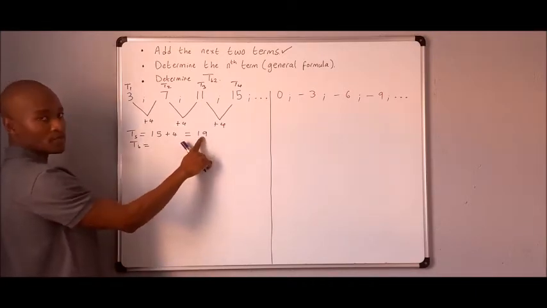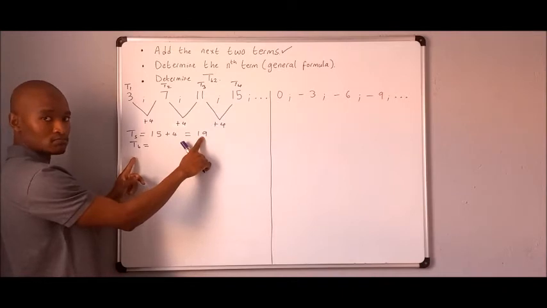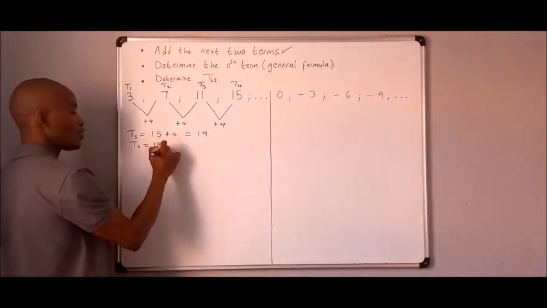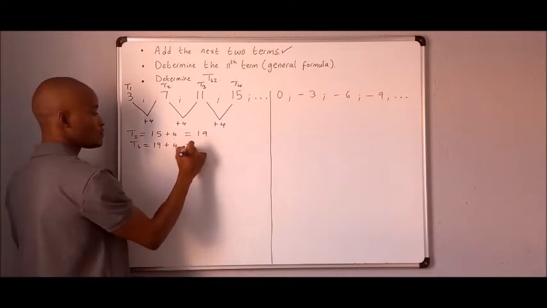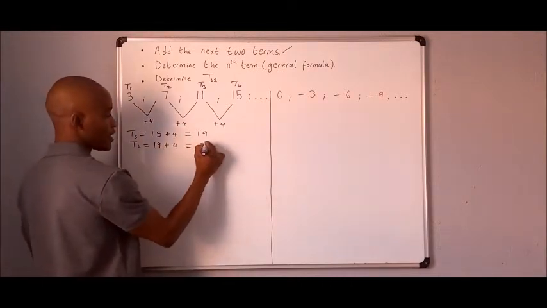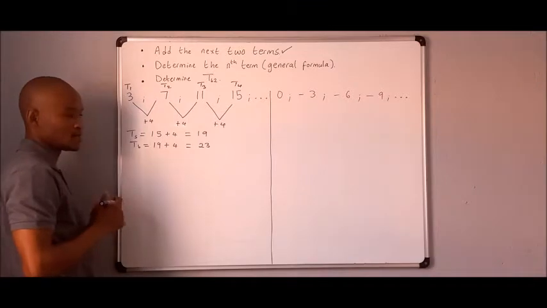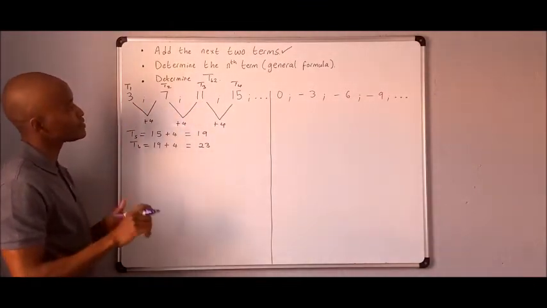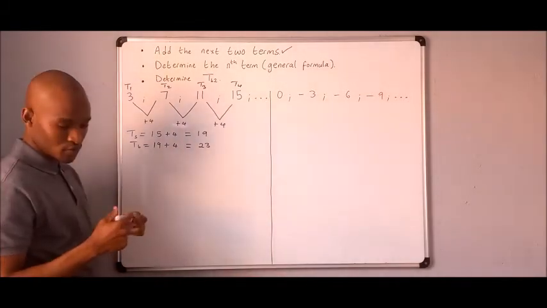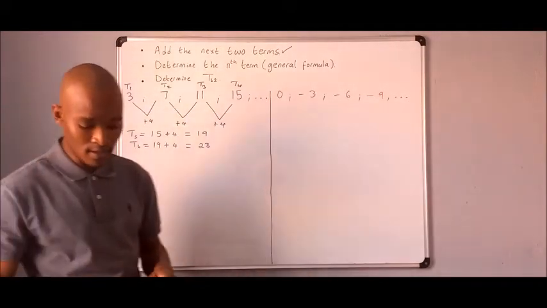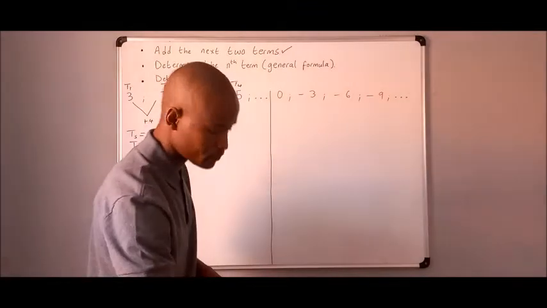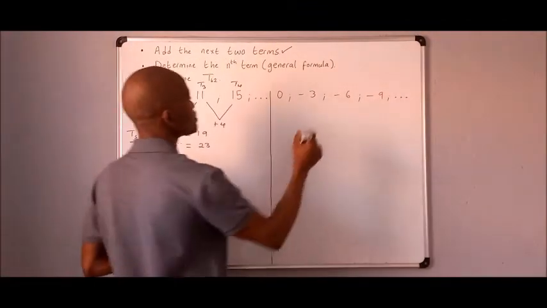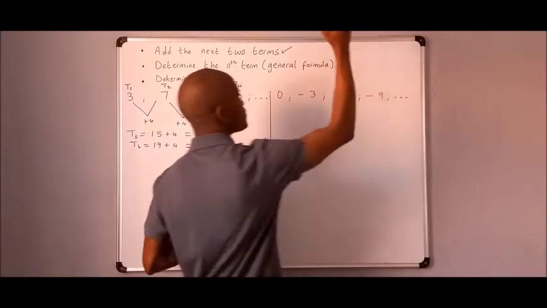Then term 6. The term before term 6 is term 5, at 19. What are you adding to 19? 4. And then you arrive at 23. So we've handled that part. Now we want to determine the nth term, or the general formula.